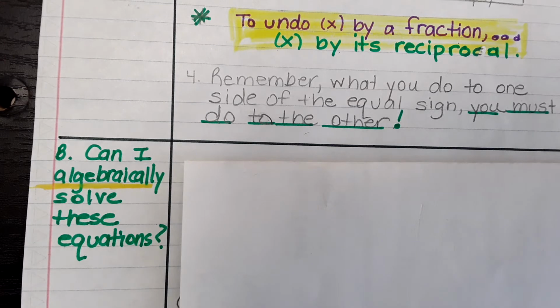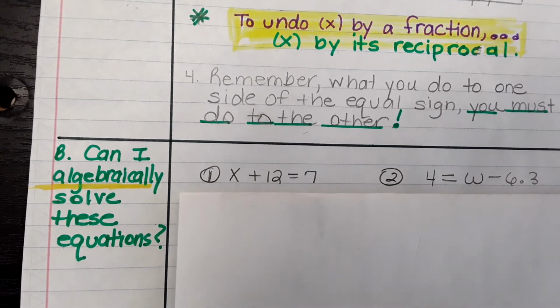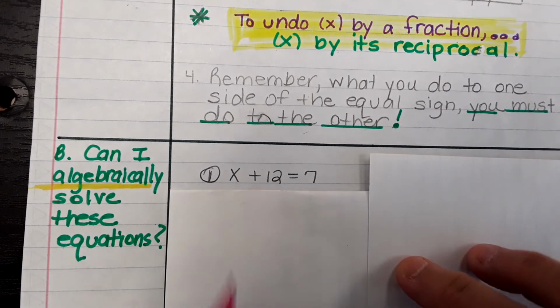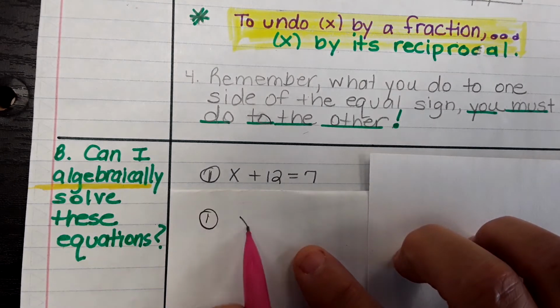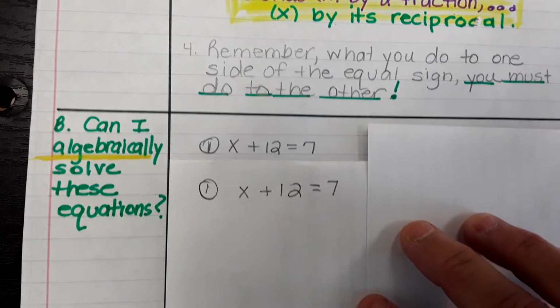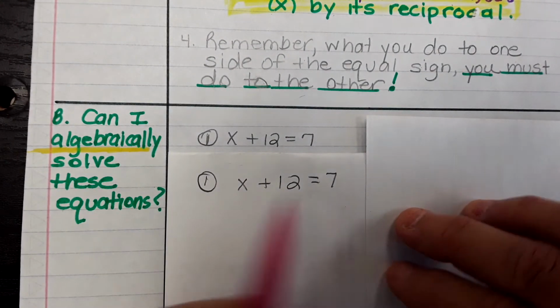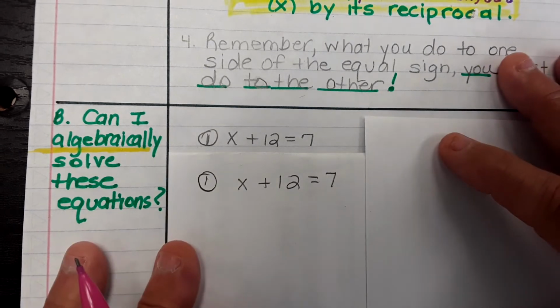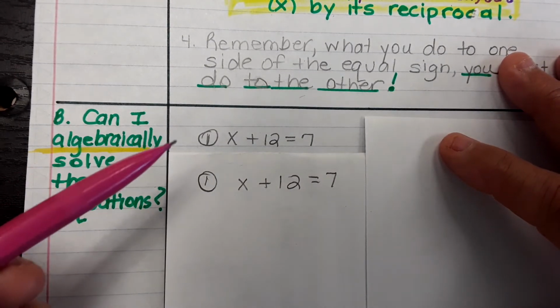All right, Part B, can I algebraically solve these equations? We're going to start you off with a very basic. Example number 1 reads, and I'm going to rewrite it down here for you guys. This should be in your notes though. Example 1 says x plus 12 equals 7. All right, step 1 in your notes said to identify the variable.